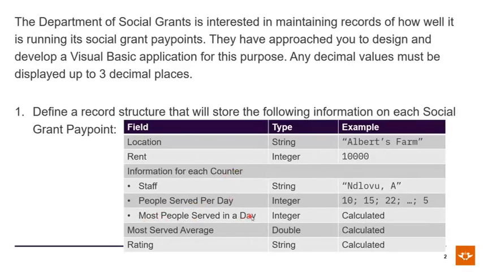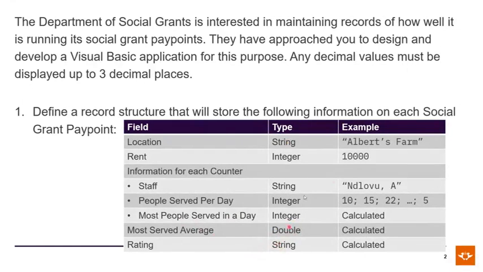Then you've got most people served in a day, and you can see that these fields down here are calculated. Now, it's important that you realize that you can't just start your design looking at question 1 and say, yes, I've got this. I figured out what my record structure should look like, because these fields are calculated. So you need to read the rest of your question in order to figure out what kind of information these are actually going to be. However, you can see that in the type column, we've already specified that these are going to be an integer, this is going to be a double, and this is going to be a string.